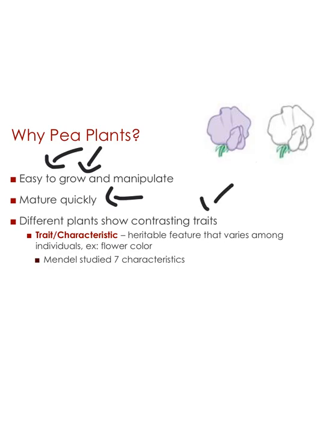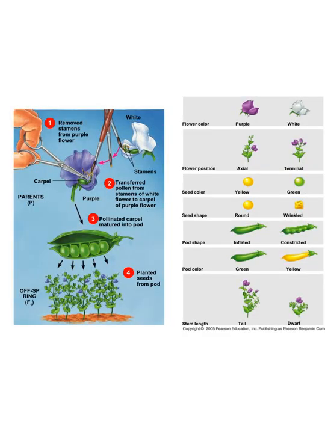Pea plants also show contrasting traits, which means it's very obvious what trait they have. They're tall or they're short. They have purple flowers or they have white flowers. There's no in between. And this word trait we're going to define as a characteristic, or basically a heritable feature, a feature that's dictated by DNA that varies among individuals. An example is flower color. And Mendel, in particular, studied 7 characteristics, or 7 traits, that he used to figure out the genetic information that he discovered.